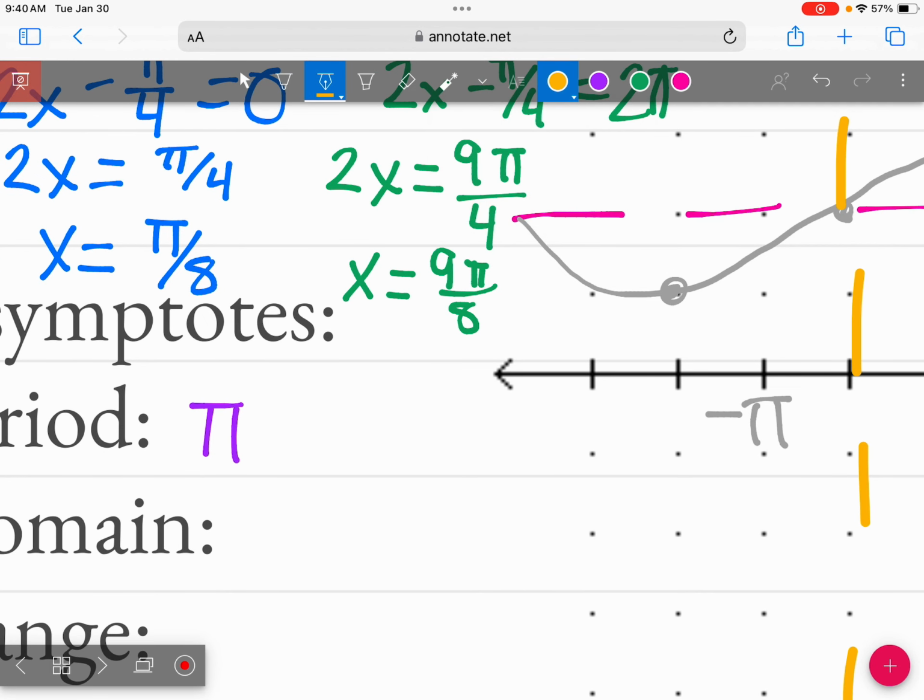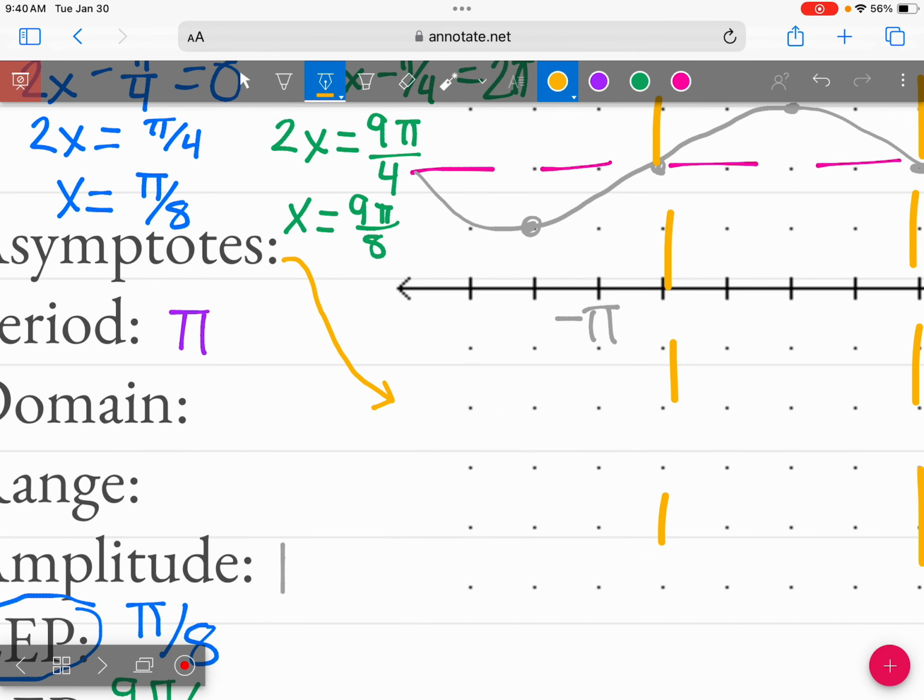Where are the asymptotes happening? I'm going to bring it down here to write it. Where's our first asymptote? Right there. Pi over 8. It's happening right at that left endpoint, right? And how frequently does it happen?